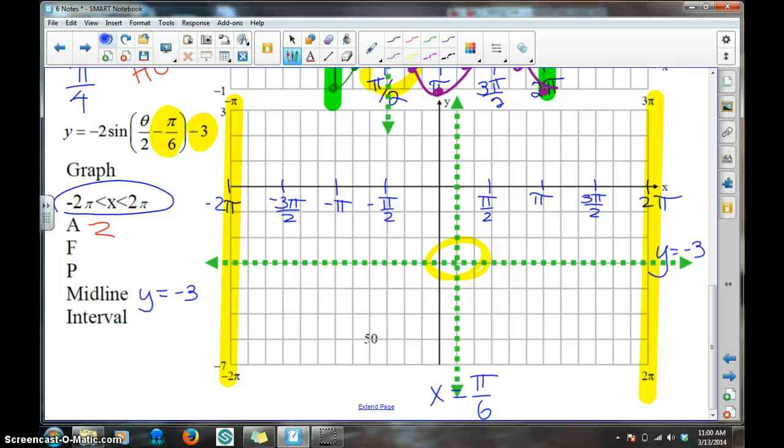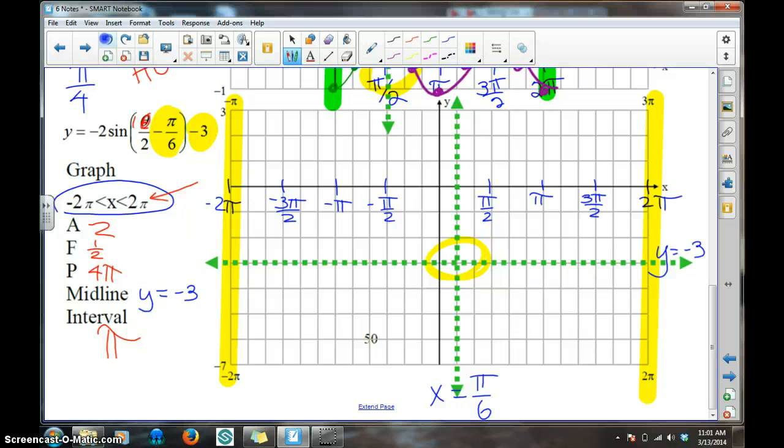My frequency is still the number in front of theta. And I put a 1 there so you can see that number a little bit more clearly. The number in front of theta is 1/2. That makes my period 4 pi and kind of explains why I'm doing such a big width. How wide is that width? 4 pi. So I should see one full graph here. And my interval is just going to be pi.